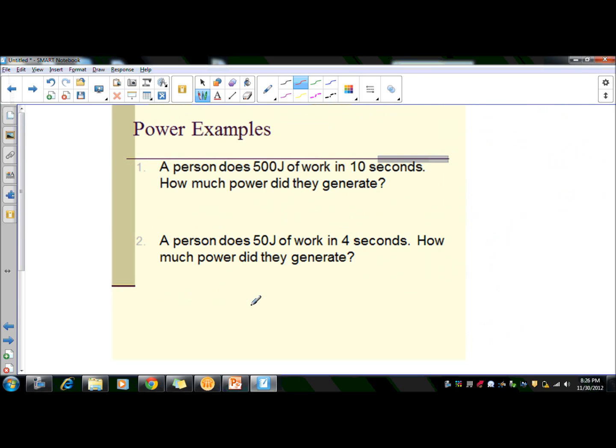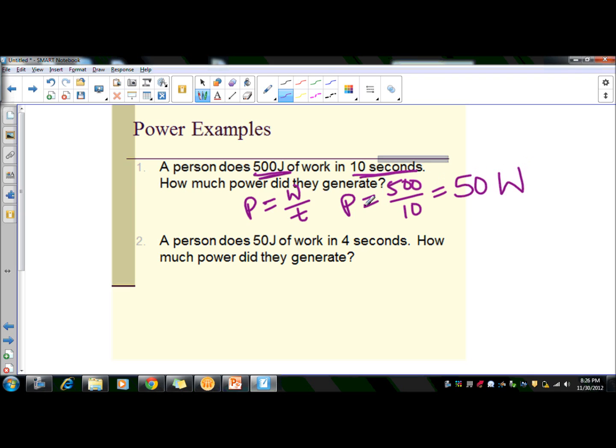So now let's just do a few actual examples using the equation. So these are going to be plug and chug. How do we know? 500 joules has a unit, 10 seconds has a unit, and we're asking for how much power. There's no changes involved here. So power equals work over time. So power is 500 joules over 10 seconds, which gives us 50 watts. Power is in watts.